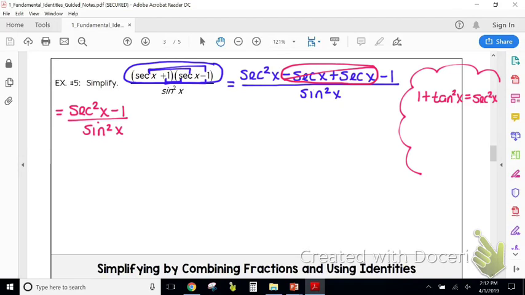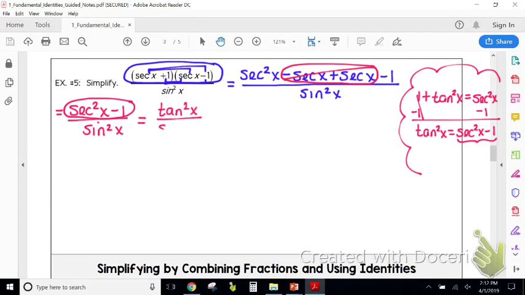All right. But I need secant squared and 1 to be on the same side, and I want secant squared to be positive. Well, it's positive where it's at, so let's just move the 1 over to it. And so we get tangent squared equals secant squared minus 1. Now double check it. Is this the exact same thing that we have on top there? Yes. So we know that secant squared minus 1 is equal to what? Tangent squared. So I have tangent squared over sine squared.